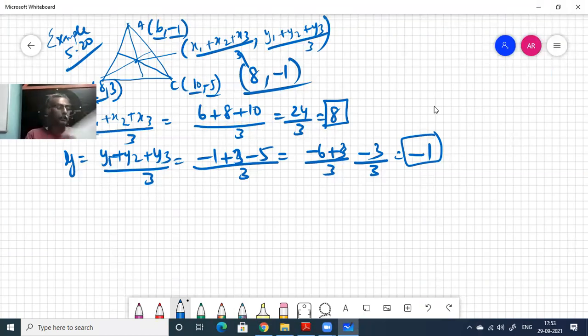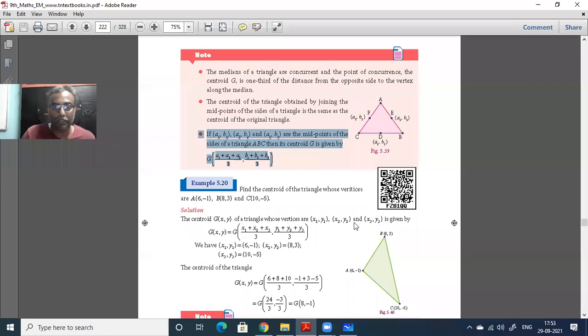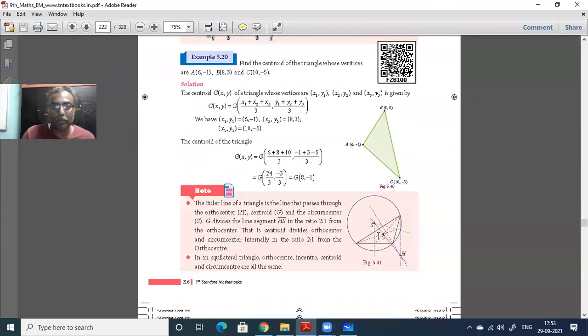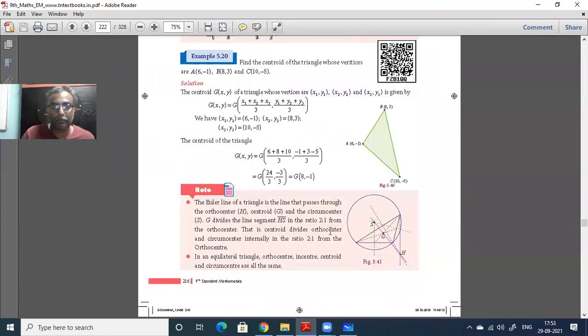Okay. Now there is one note. Let us understand that note. In case we need that, we can understand that note. It's called the Euler line. Okay. There is something called the Euler line. What is the Euler line of the triangle here? Can you see SH? This is the Euler line. Okay. The line is the Euler line.